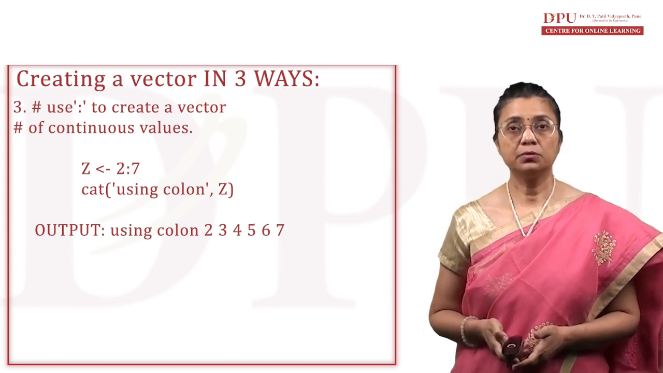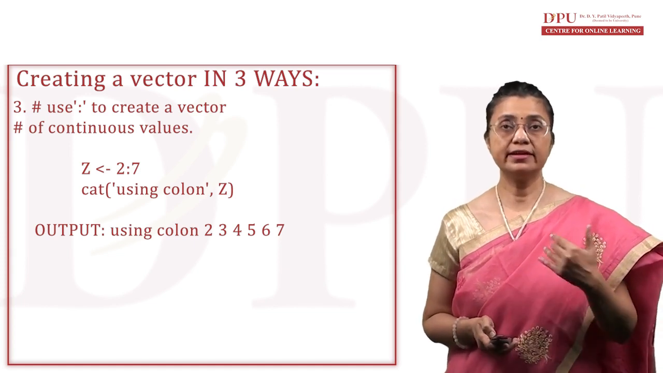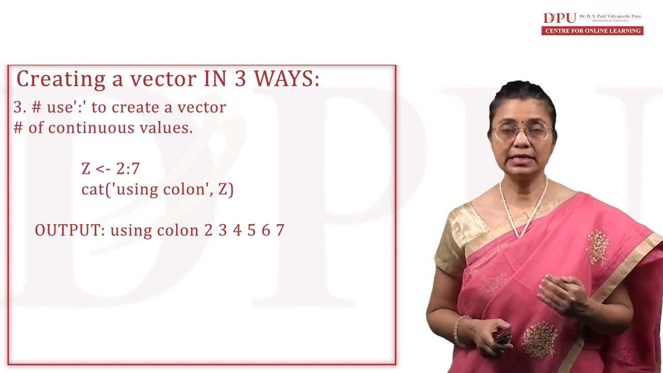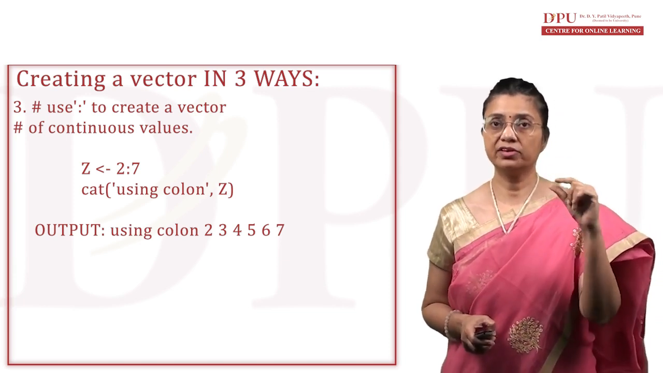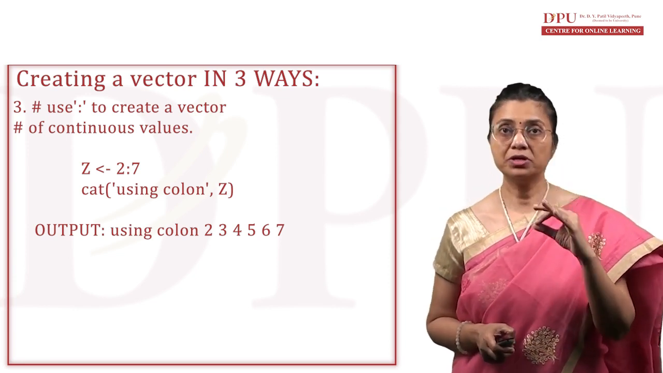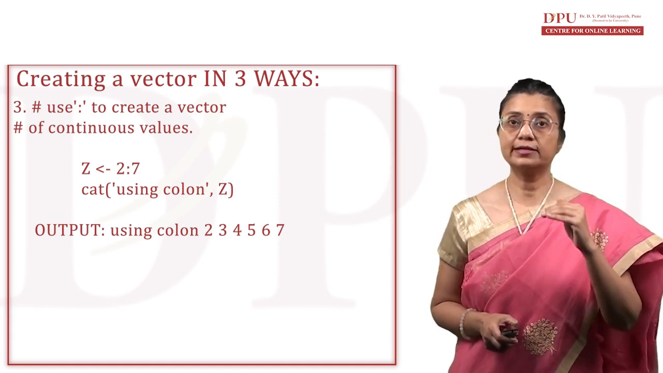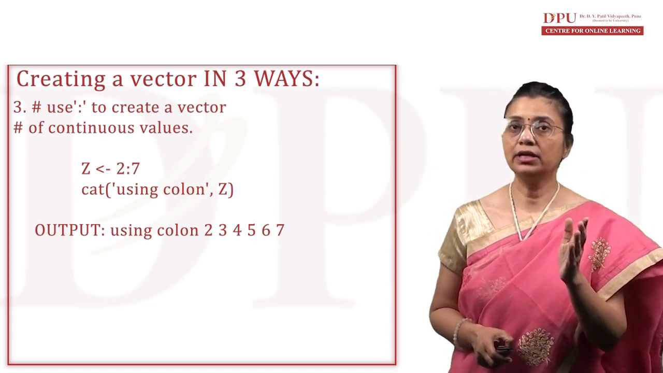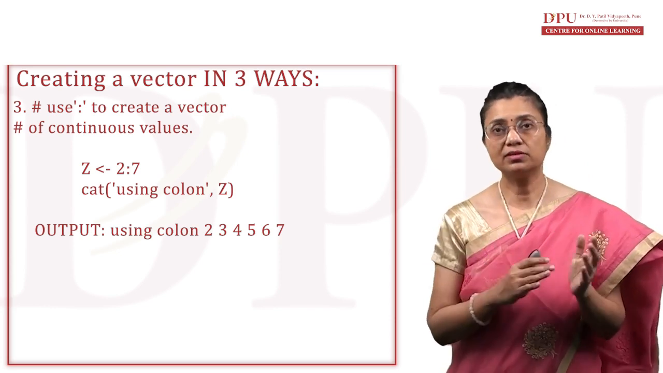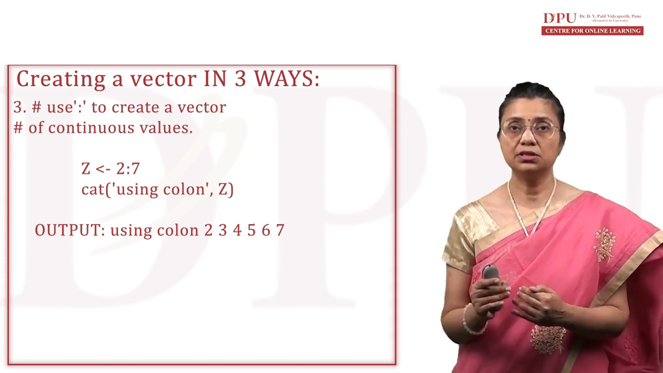I'm getting all the numbers from 2, 3, 4, 5, 6, 7. We can see the difference over here between the sequence and the colon operator. In the sequence, I have given the lower limit and the upper limit, and I had the opportunity to decide the number of values I want in my vector. But with the colon operator, I can only give the lower limit and the upper limit, and all the numbers within that range will be printed on the screen. So that is the difference between the two.